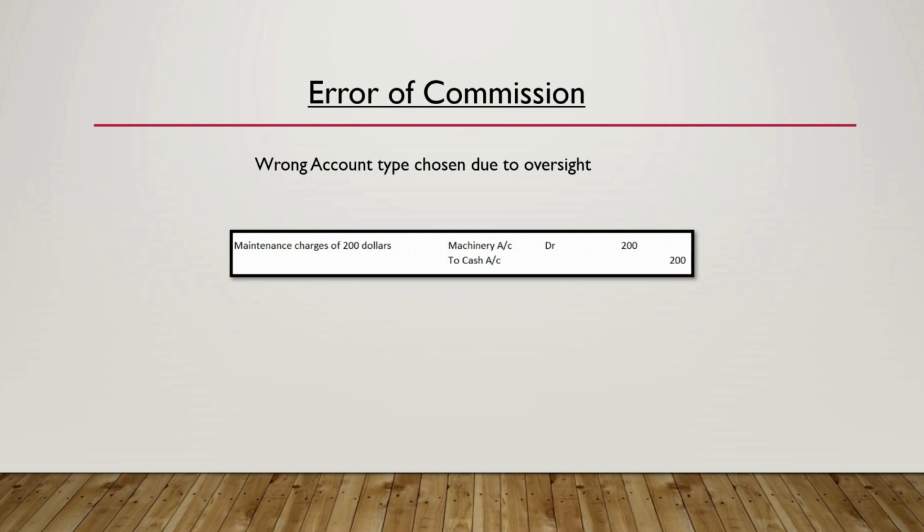Fifth one, error of commission. Here also, a wrong account type gets chosen, but this is not due to lack of knowledge, but due to oversight. So maintenance charge of $200, we are using the same example across all the types of errors. And here also machinery account gets debited instead of maintenance charge. But this is due to oversight. So here also the trial balance won't show you that there is a miss, and hence this will get skipped.